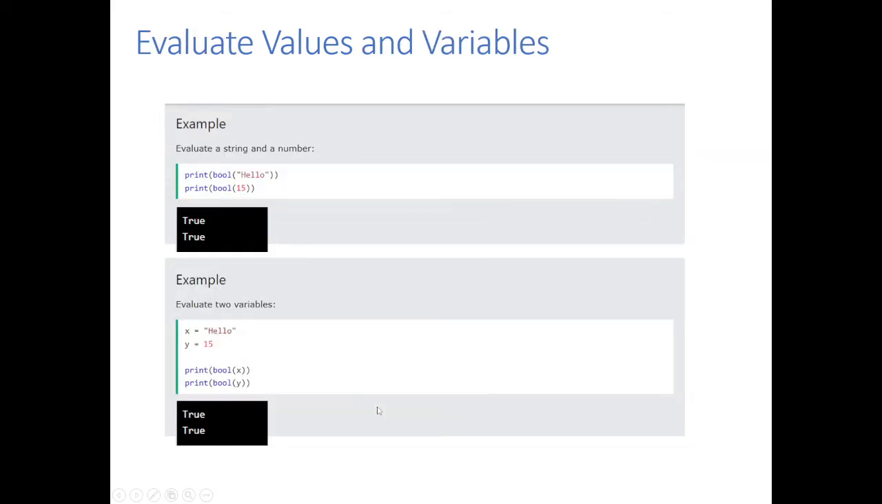Evaluate values and variables. Evaluate a string and a number. So we print bool hello, that will give us true. Print bool and any number, we have true. Now evaluate two variables, x equals hello, then print bool x, that's true. y equals 15, similar to that one. bool y will also give us true.